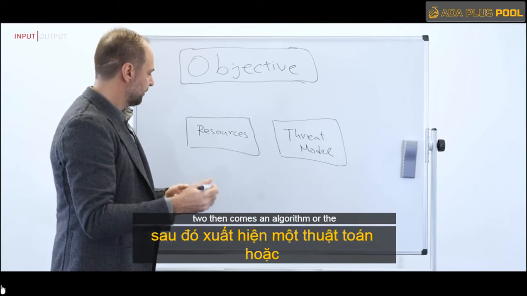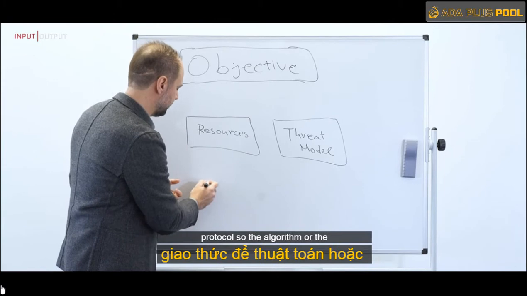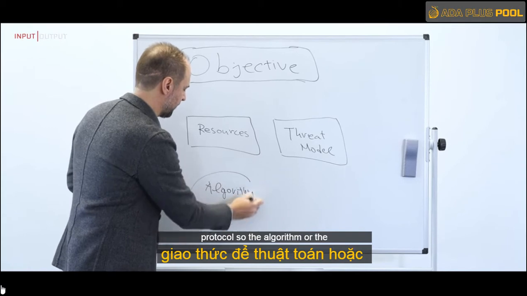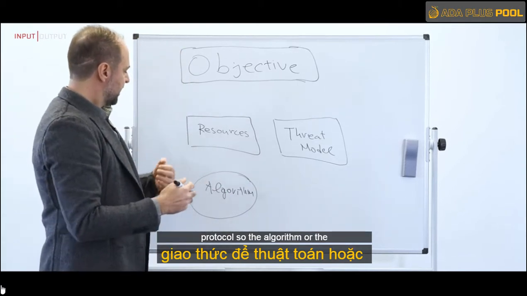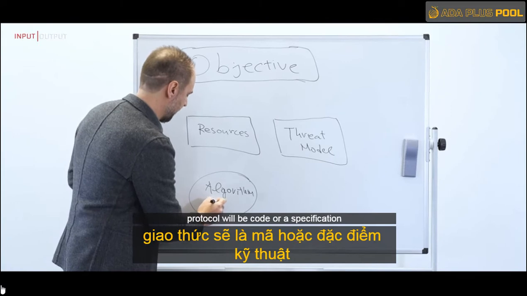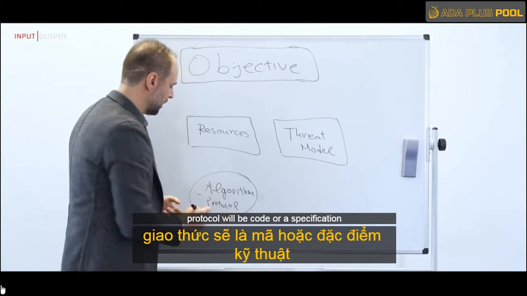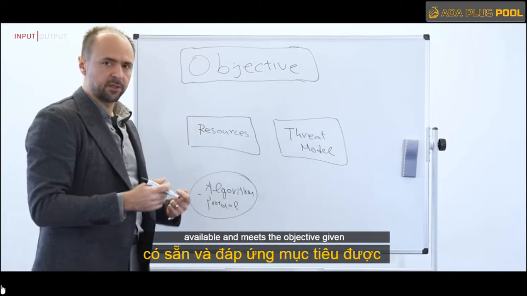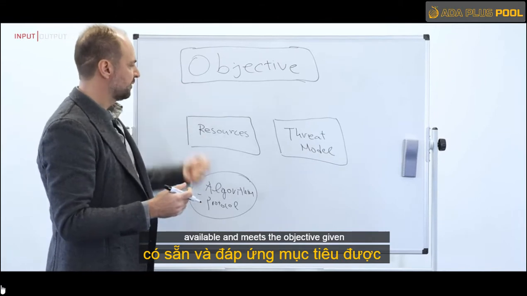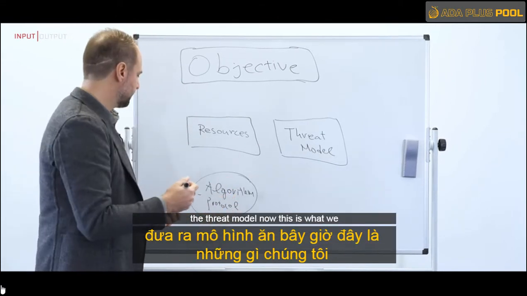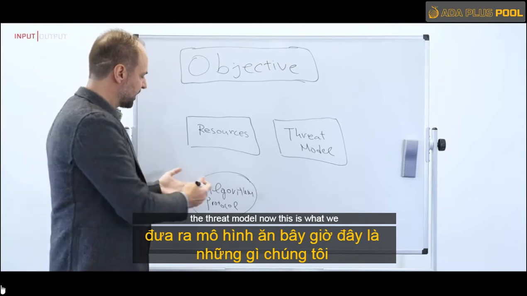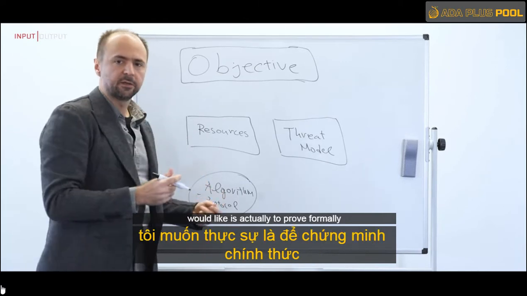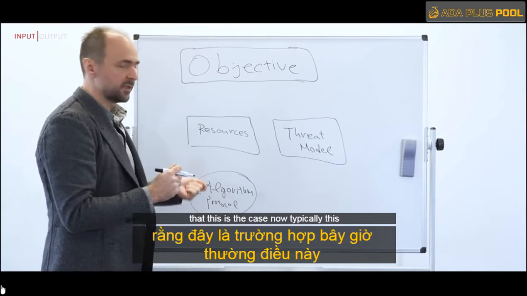Now, given these two then, comes an algorithm or a protocol. So the algorithm or the protocol will be code or a specification for code that uses the resources available and meets the objective given the threat model. Now, this is what we hope that is going to work. Now, what we would like is actually to prove formally that this is the case.